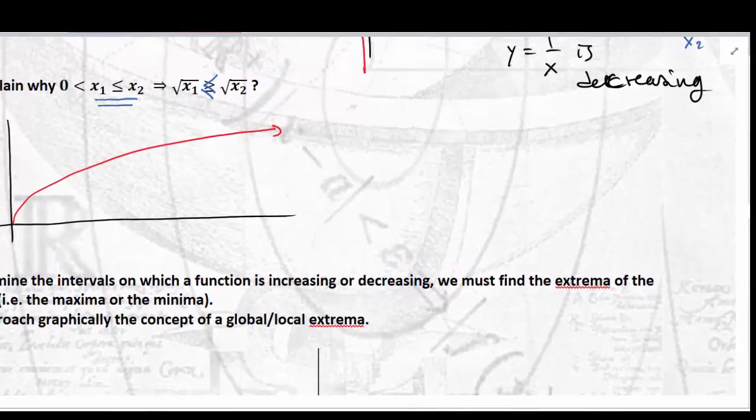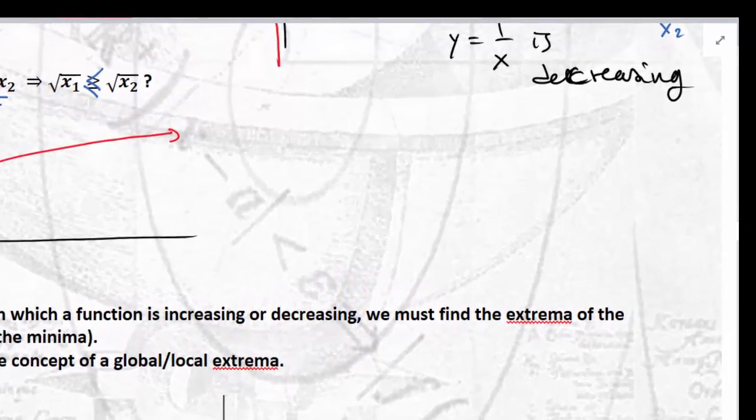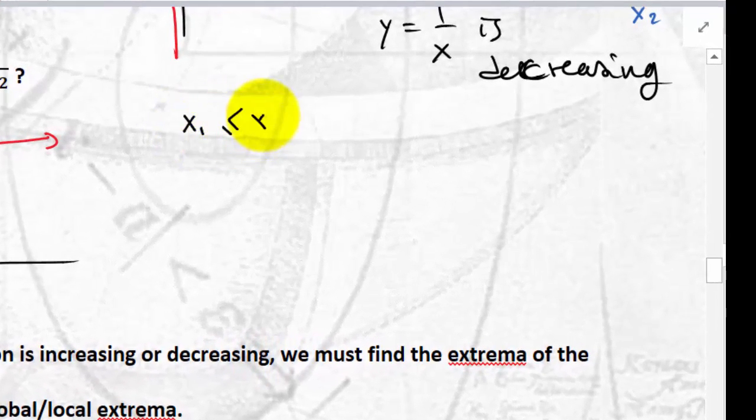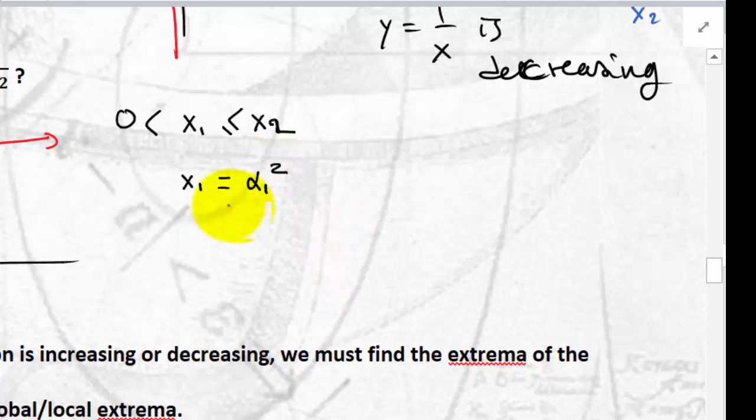Now, this one is a little bit more challenging to prove. Okay, so I'm taking two real numbers, x1 smaller than or equal to x2. Here we go. Now, a positive real number is always the square of another number. So x1 is going to be the square of a number that I'm going to call alpha 1. x1 will be alpha 1 squared, okay?